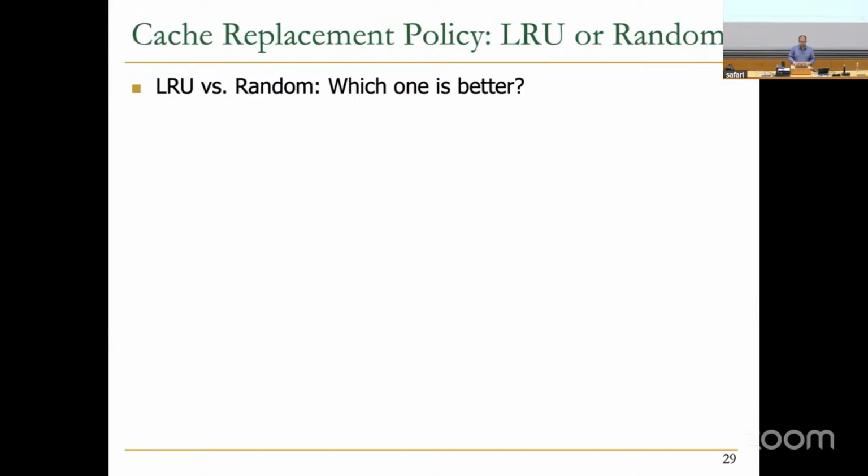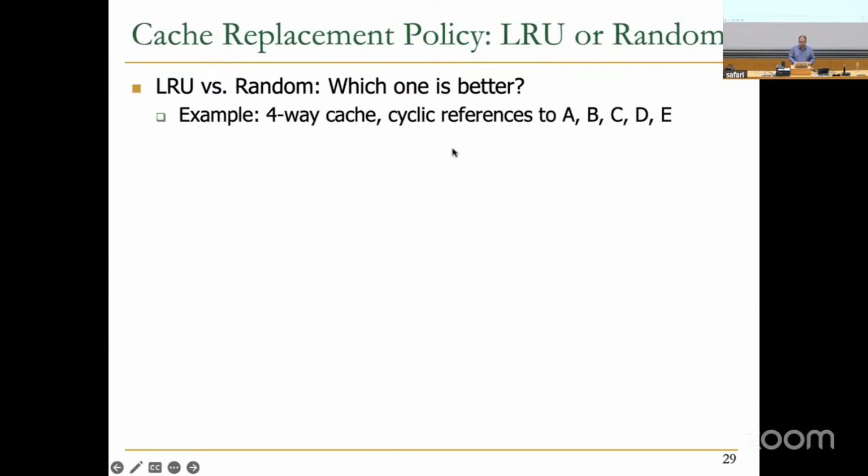Another question can be LRU versus random. Which one is better? For our example, take a 4-way cache, and we have cyclic references to A, B, C, D, E. The thing is that we have a 0% hit rate with the LRU policy. You have A, B, C, D, and in your 4-way cache all of them are stored, and then you get to address E. When you want to insert E, the least recently used is address A, so you evict A and insert E.